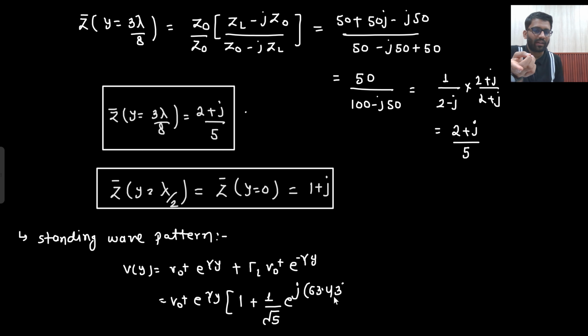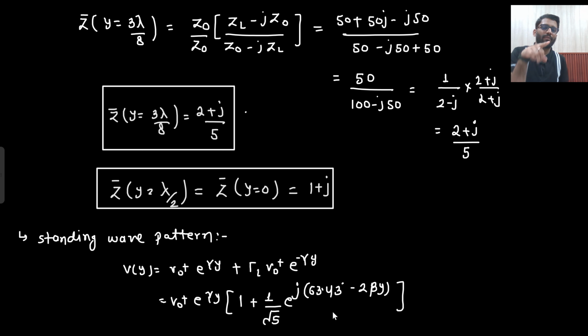Gamma will be replaced with j beta, right? Here minus 2 gamma y will be there, so I can write minus 2 beta y, right? Now if I need to take maxima and minima, where will be my maxima? So for maxima, 63.43 minus 2 beta y is equal to, for the first one I need to take my maxima, so it should be equal to 2n pi.